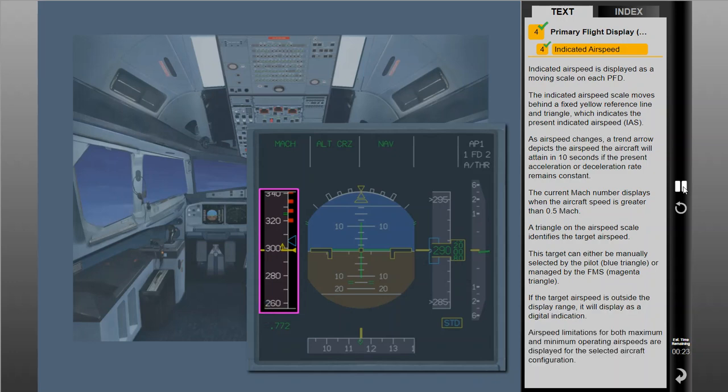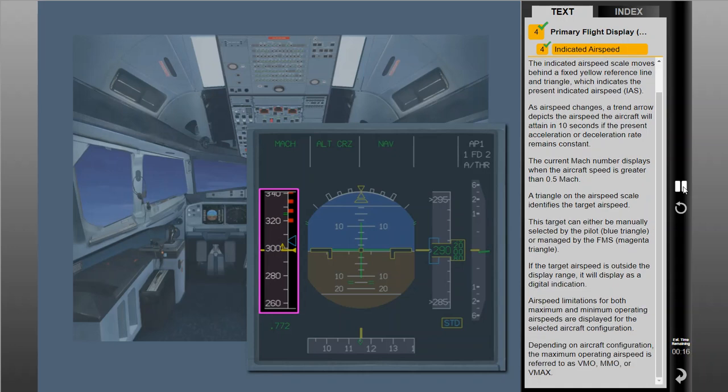Airspeed limitations for both maximum and minimum operating airspeeds are displayed for the selected aircraft configuration. Depending on aircraft configuration, the maximum operating airspeed is referred to as VMO, MMO, or Vmax.